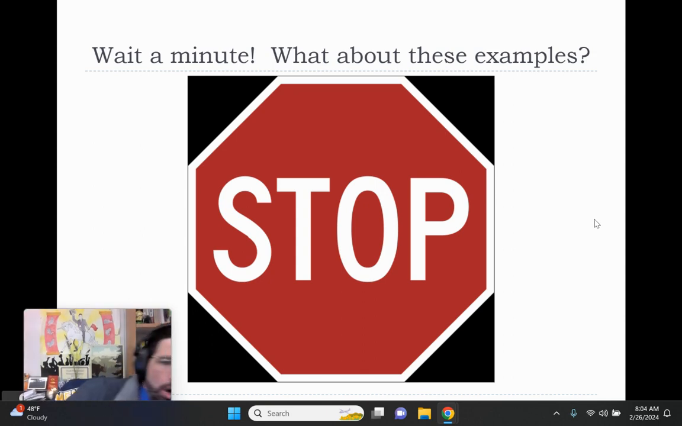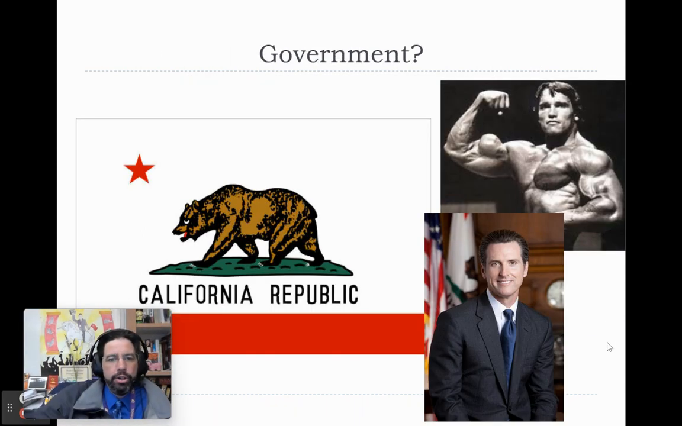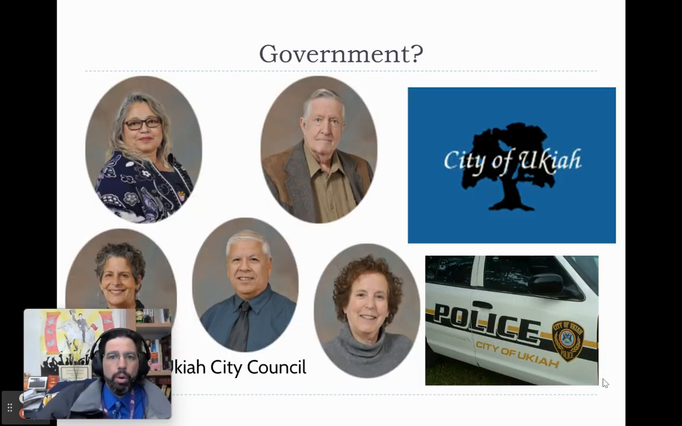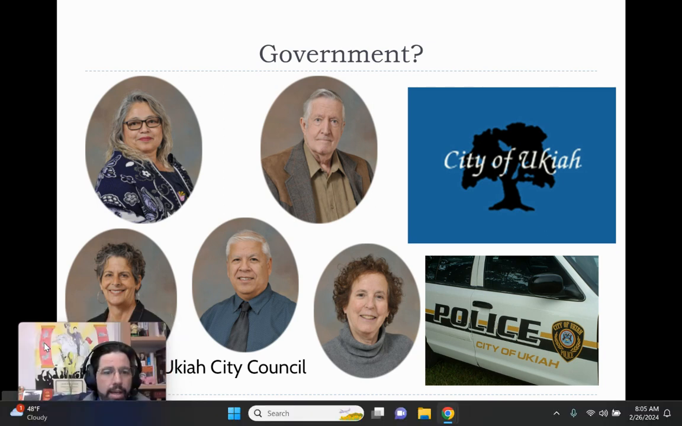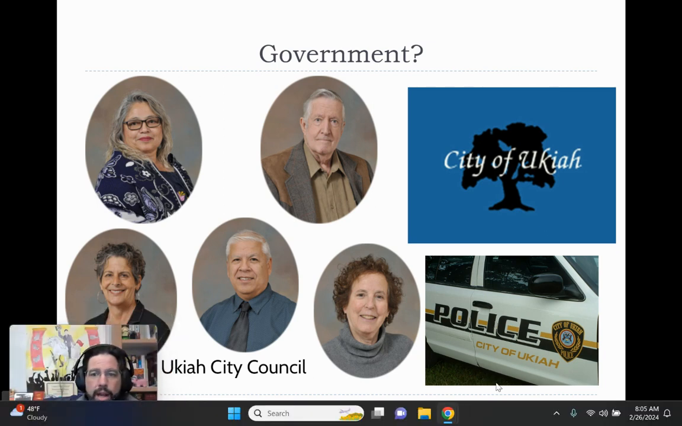However, are these things also considered government? Is the state of California a government? Well, does it make and enforce law? It does. Therefore, the governor, and the former governor, California Governor Arnold Schwarzenegger. California has a government. What about the city of Ukiah? Well, they have a city council that makes laws, and they have police forces and enforcement of those laws. So you'd have to say, yep, Ukiah is a government.